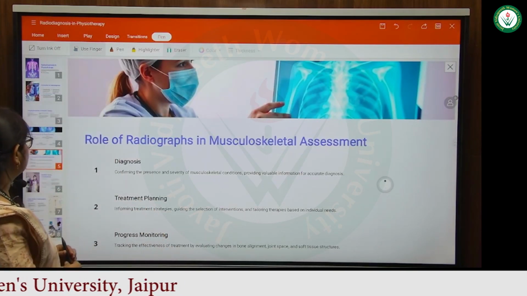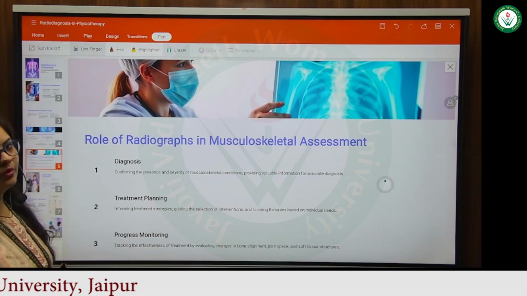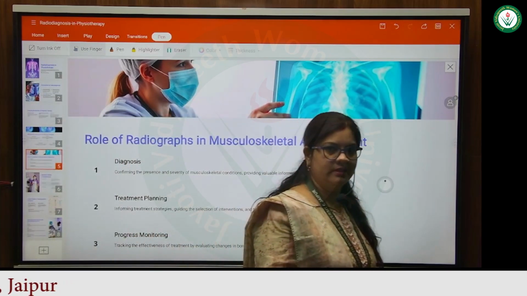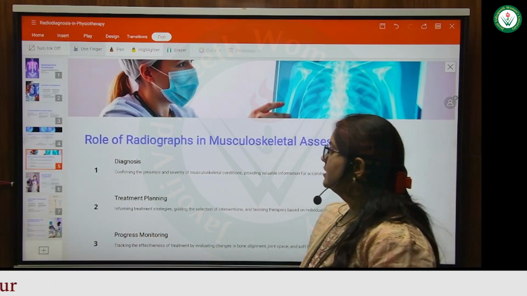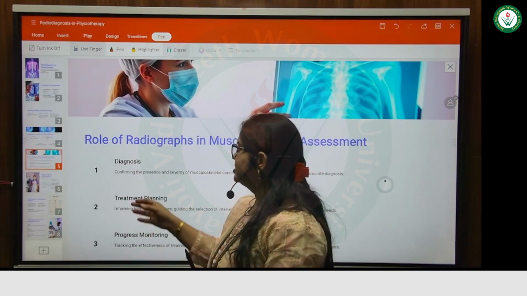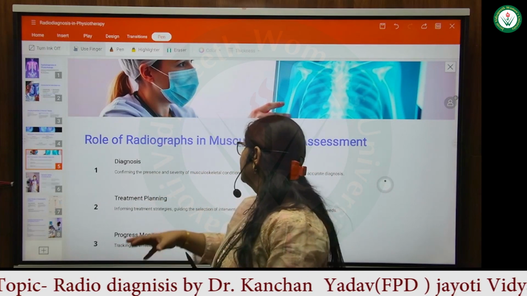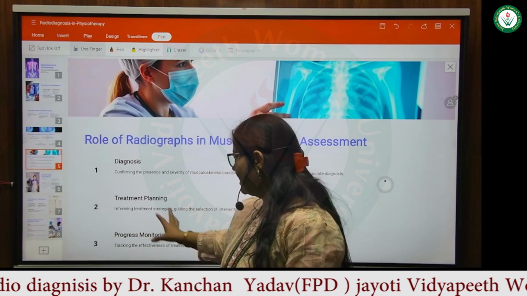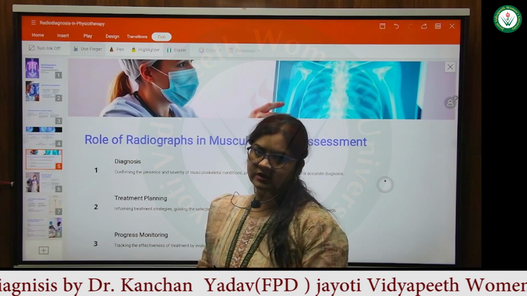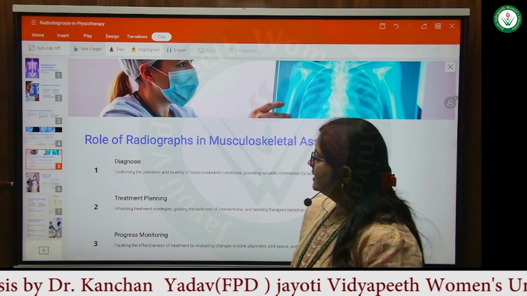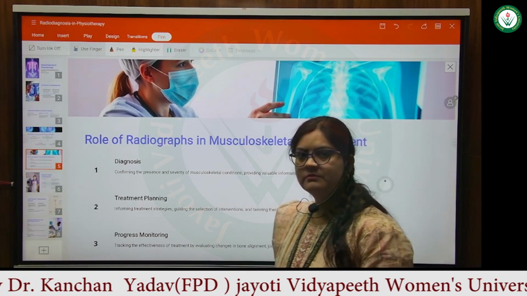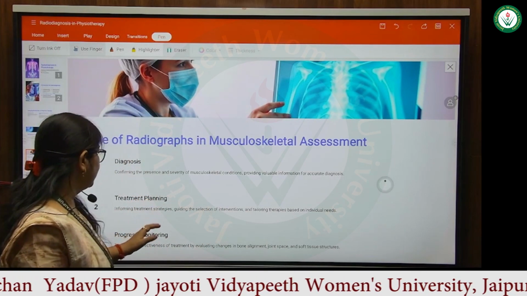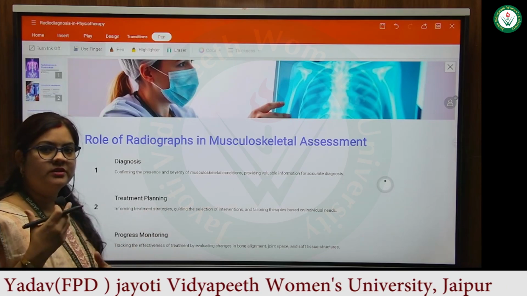So with this, we proceed to the next slide, which is the role of radiography in musculoskeletal assessment. This is also very important for the physiotherapist or practitioner, because by the radiograph we can have a proper diagnosis, treatment planning, and progressive monitoring of the patient's condition. The first one is a very crucial role, which confirms the presence and severity level, an accurate diagnosis.